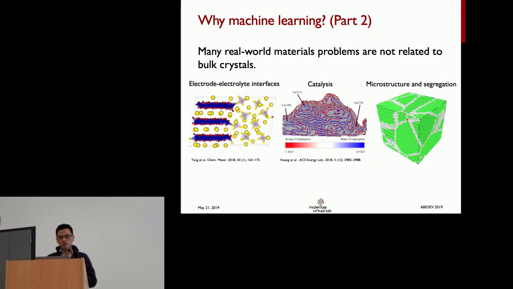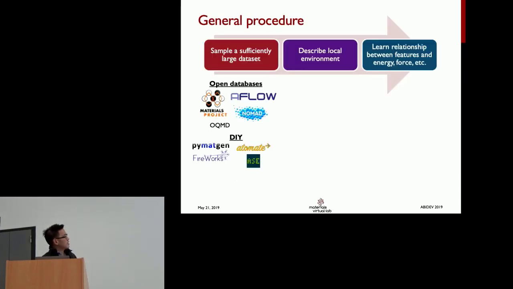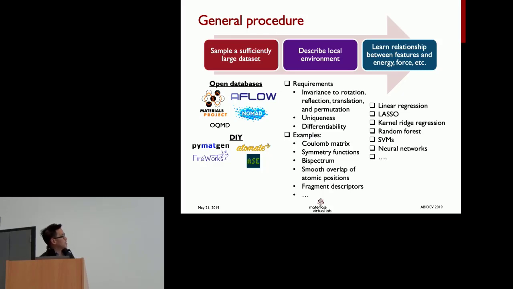The other reason why we want to do machine learning is to build potential models to allow us to access scales which we could not access before, for many different kinds of applications which are not related to bulk crystals. Essentially, what we want to get is linear scaling, but with close to ab initio accuracy. Now, there's a fairly well-known procedure to do this. Basically, you sample a large enough data set, and you describe the local environment. Those descriptors must satisfy certain invariances like rotation, translation, reflection, as well as permutation. You want them to be unique and differentiable.